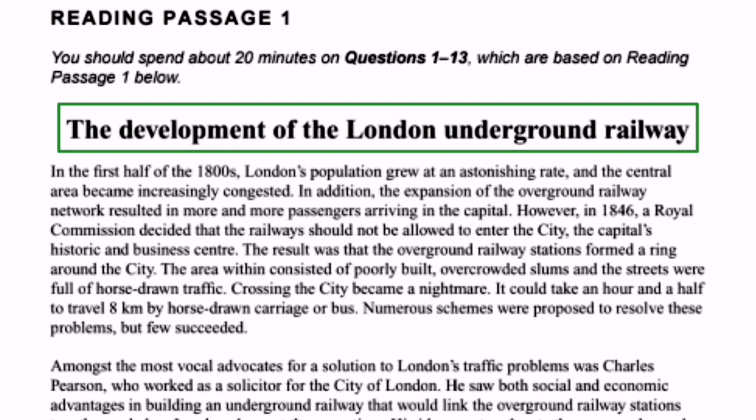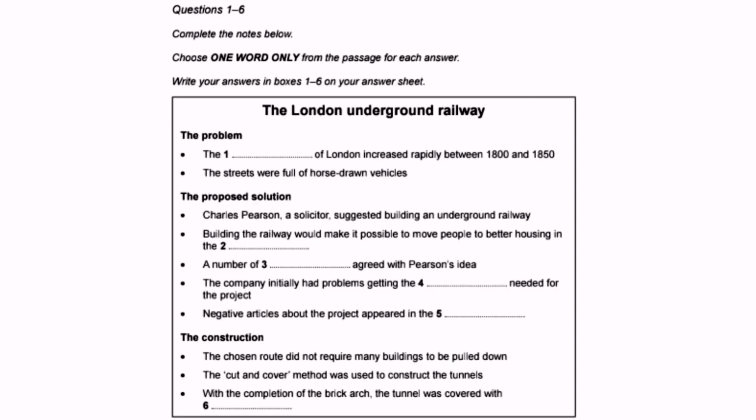Then there is no need to read the text in the reading passage. We have to go straight to the question section. Question number 1 to 6. Complete the notes below. Choose one word only from the reading passage for each answer. It means if we write more than one word, then our answer will be considered wrong. Write your answers in boxes 1 to 6 in your answer sheet.